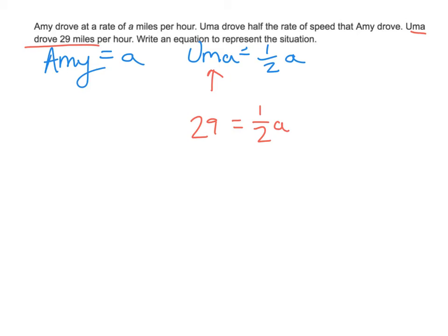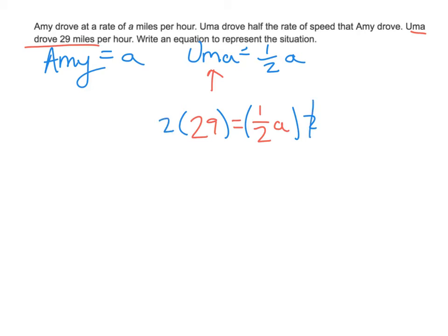Now, I can use this to figure out what A is. In other words, I can use it to figure out how fast Amy drove. So notice that this is 1/2 times A, right? So I can undo this multiplication that's happened here by multiplying by the reciprocal, or in other words, by dividing by 1/2. So if I divide by 1/2, it's the same as multiplying by 2. So I'm going to do that to both sides of my equation here.